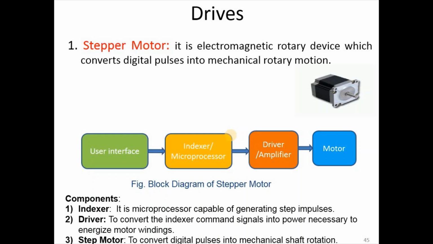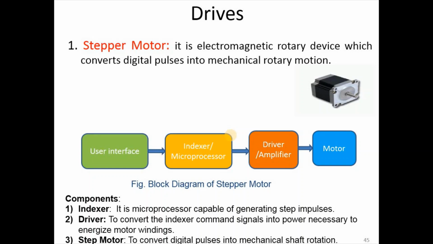So drives, first drive, that is a stepper motor. It is a device which converts digital pulses into mechanical rotary motion. So we are giving input as a part program. They will decode that coded instruction, and they will send signal pulses to the MCU, and the MCU converts those pulses to mechanical rotary motion.